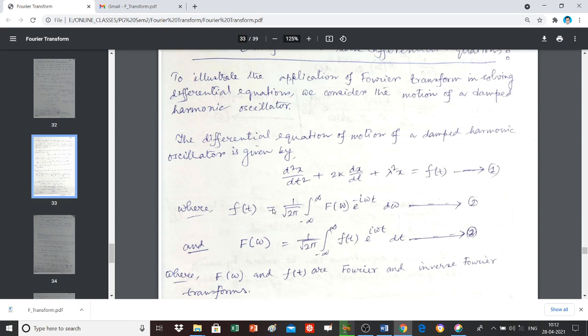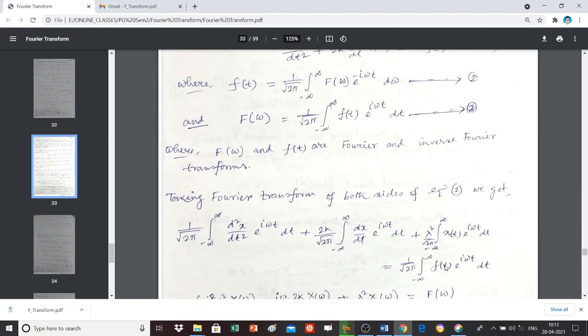Now we can write f(t) as the inverse Fourier transform of its Fourier transform. So first, F(omega) is the Fourier transform of f(t), that is equal to 1 by root 2 pi, integral from minus infinity to plus infinity of f(t) e to the power i omega t dt. Now the inverse Fourier transform of F(omega), that is f(t), is equal to 1 by root 2 pi, integral from minus infinity to plus infinity of F(omega) e to the power minus i omega t d omega. So F(omega) and f(t) are the Fourier and inverse Fourier transforms.